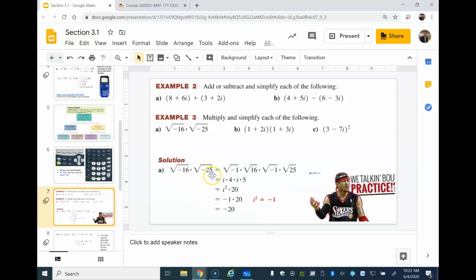So the square root of 16 is 4, square root of 25 is 5. So multiply together, get 20 with the negative. The i squared gives us a negative. Multiplying together, we get -20.